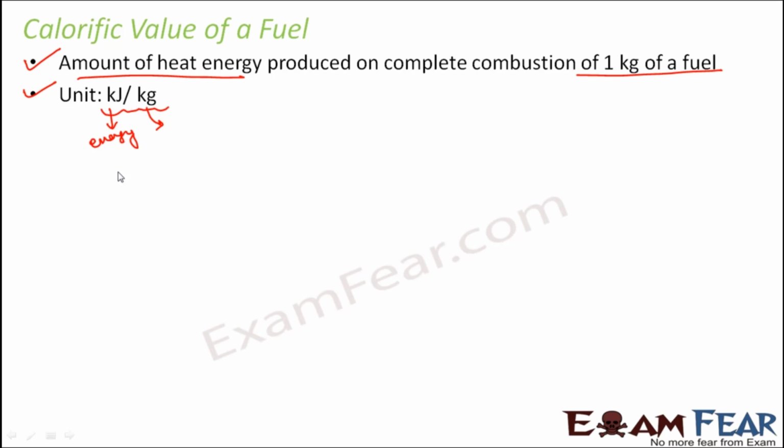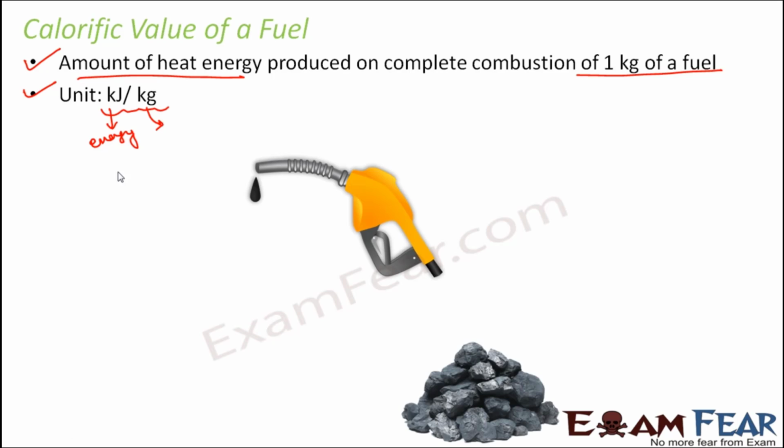So let us look at the calorific values of various fuels. For example, when you talk about coal, what would be the calorific value of coal? It is somewhere around 25,000 to 33,000 kilojoules per kg. So that is the calorific value of coal. That means 1 kg of coal, if completely burned, will produce 25,000 to 33,000 kilojoules of heat energy.